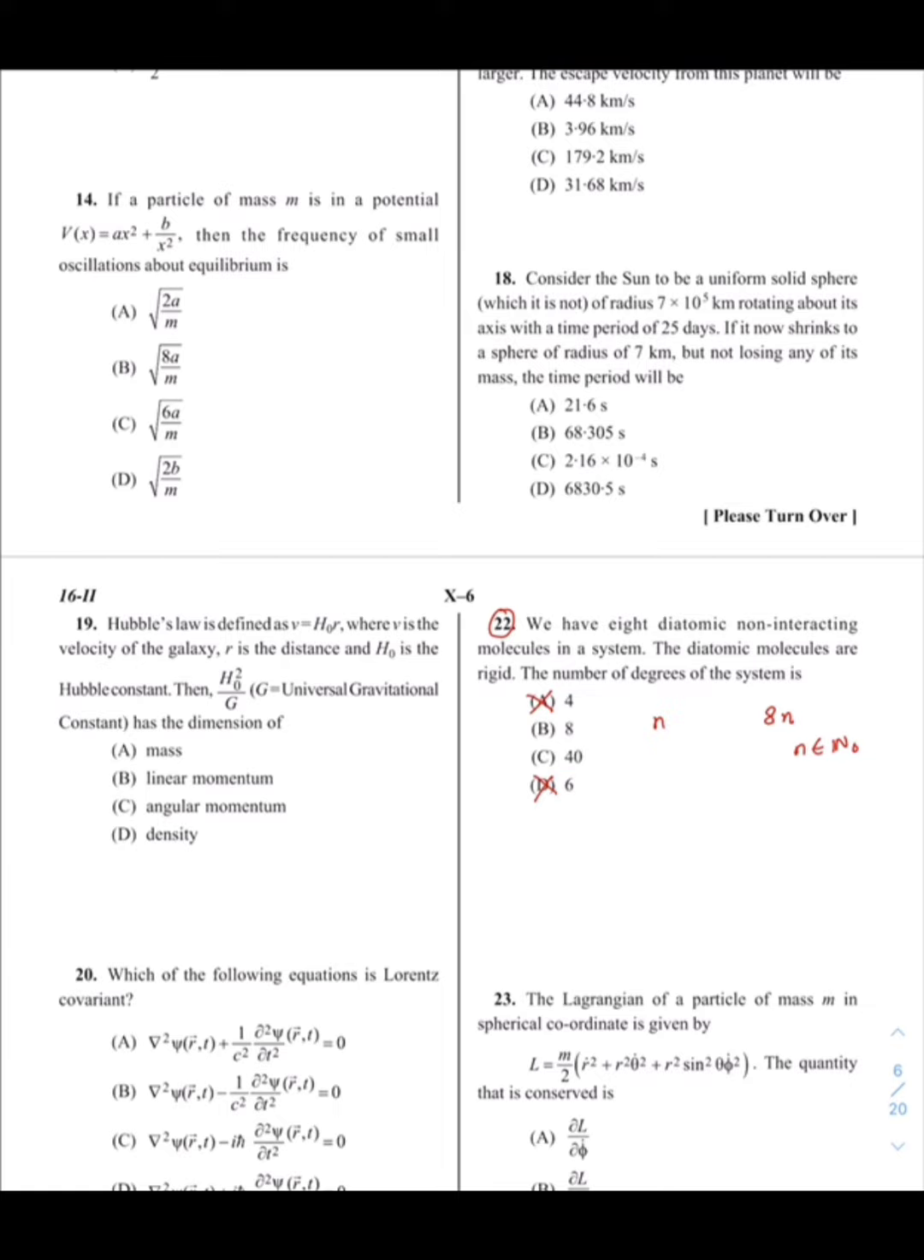Now let's find what n could be. Assume that the two atoms in a molecule are free, then the number of degrees of freedom is 2 times 3. So this 2 is the number of atoms, and this 3 is the degrees of freedom for 3 translations. And now since these diatomic molecules are rigid, we have one constraint. Essentially, the number of degrees of freedom of one diatomic molecule is 6 minus 1, which is equal to 5. Hence, the total degrees of freedom is 8 times 5, which is equal to 40. So option C is the correct answer.